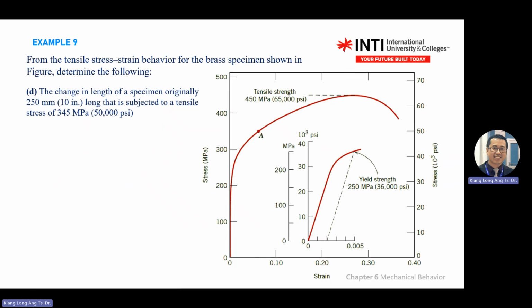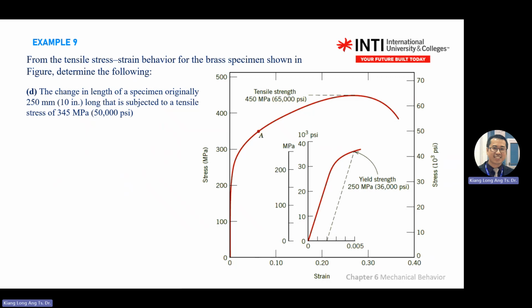Okay, D. Change its length, specimen 250 mm. Was tensile stress. Now you change the stress already. And tensile means it's pulling both ends. Tensile stress given. So you are given this tensile stress.